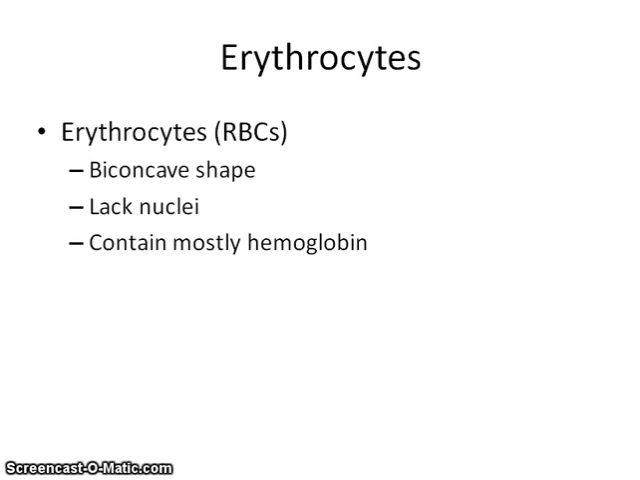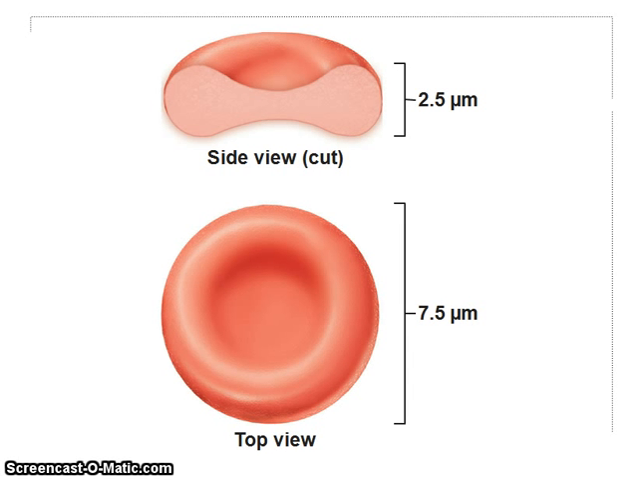So let's go into a little more depth. The erythrocytes, or red blood cells, are biconcave. They look kind of like a donut without a complete hole in the middle. They have no nuclei. They're the only cell in your entire body that does not have a nucleus. And they contain hemoglobin, which is important for transporting that oxygen. So this is kind of what it looks like from the top and side.